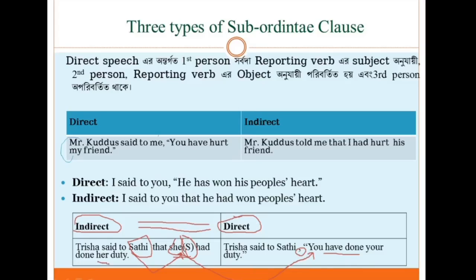So today we have discussed only a very few rules of narration, and later we shall go through other rules in our next class. Thank you.